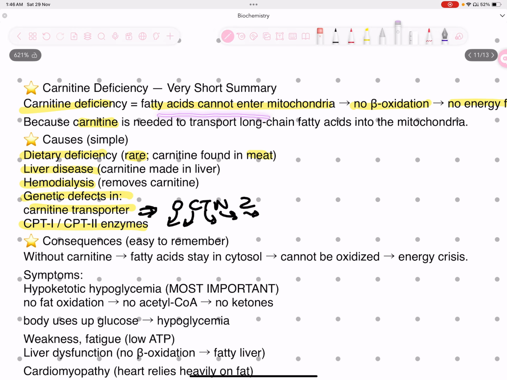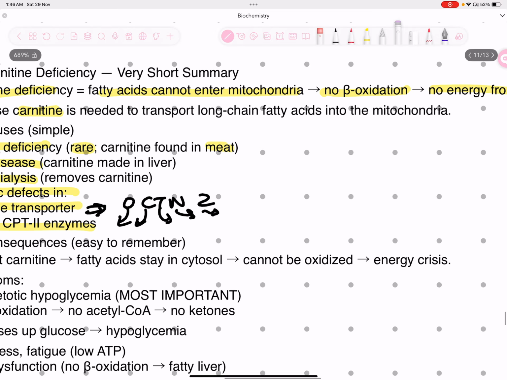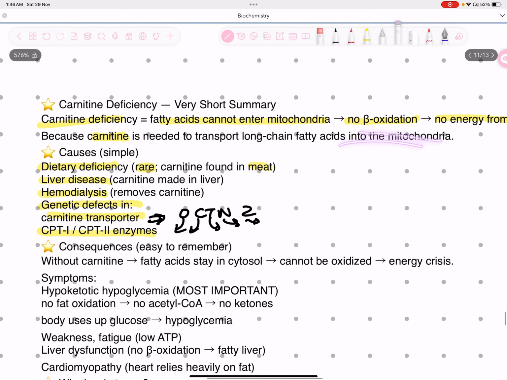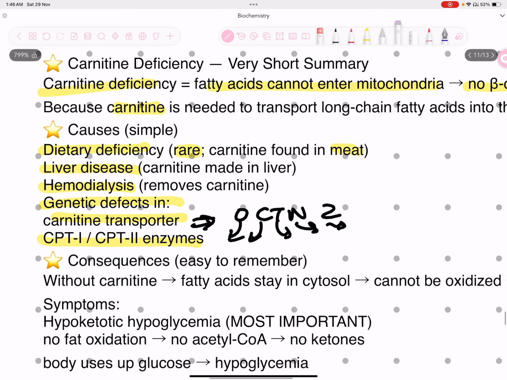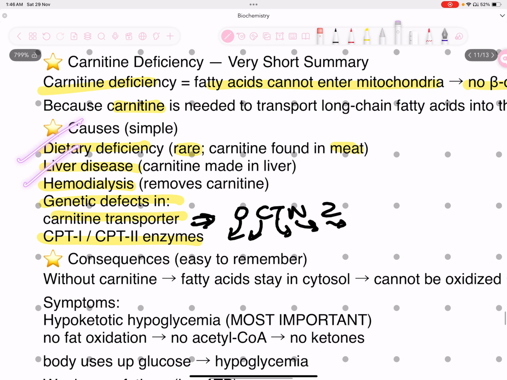Carnitine deficiency is when fatty acids cannot enter mitochondria, therefore there will be no beta oxidation and no energy from the fats. Dietary deficiency is one of the causes, but this is rare because carnitine is abundant in your diet. Liver disease could be one reason because carnitine is made in the liver. Therefore, if the liver is not making enough carnitine, there'll be carnitine deficiency. Hemodialysis is one reason because in dialysis, the carnitine is removed from the body, where the kidneys would have retained it. Then genetic defects, especially in the carnitine transporter, and also genetic defects in CPT-I and CPT-II enzymes, also cause carnitine deficiency.